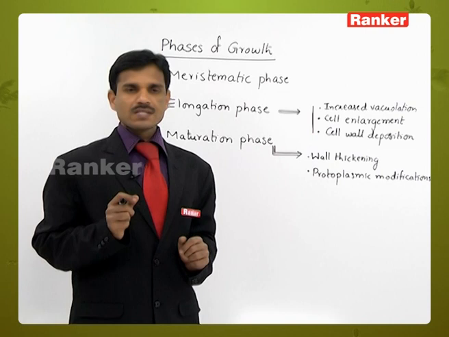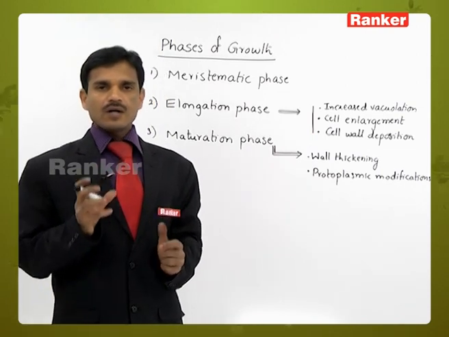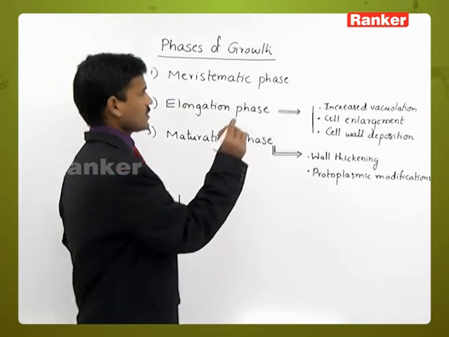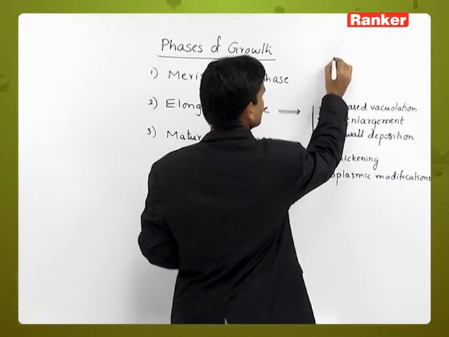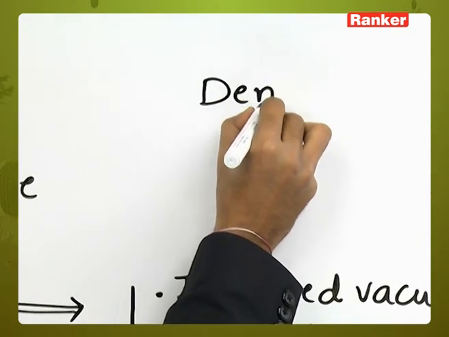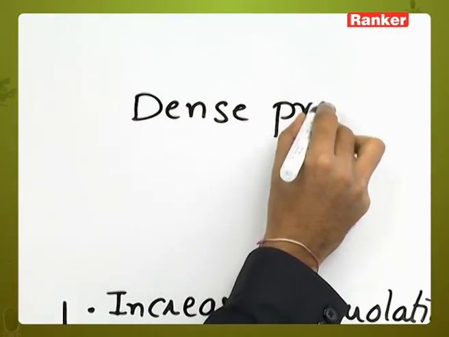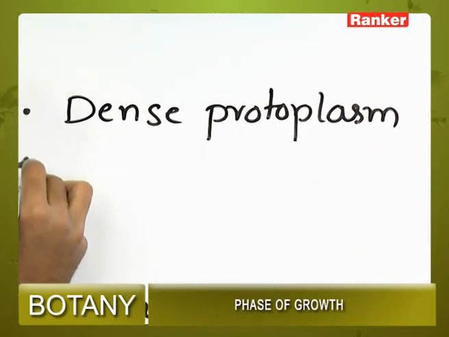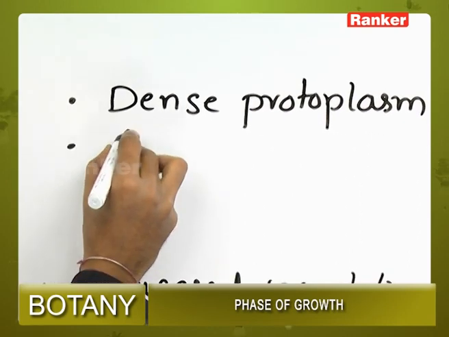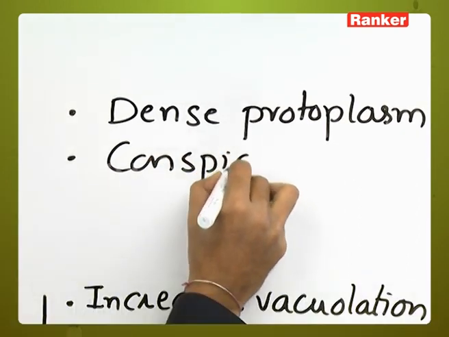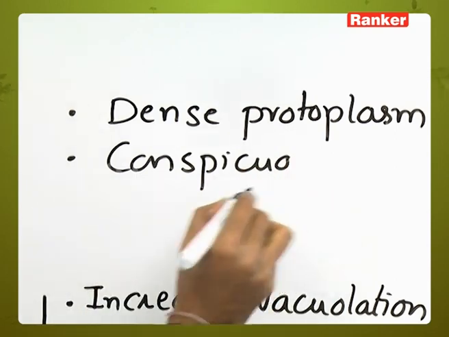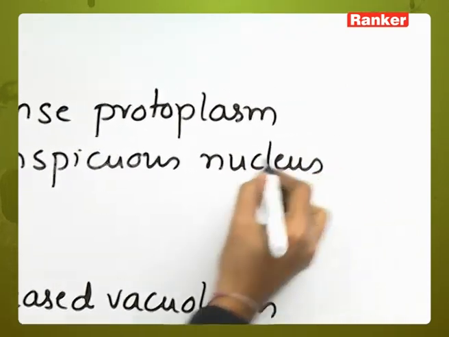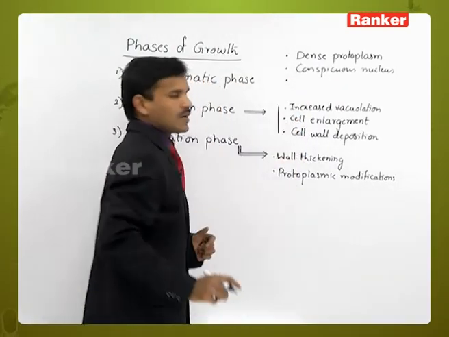In the meristematic phase, the cells have a prominent or conspicuous nucleus. Next, the cells have dense protoplasm, and the nucleus is conspicuous. Next, the primary cell wall.